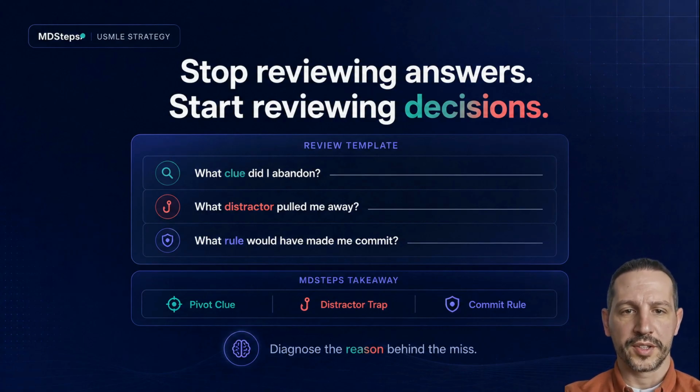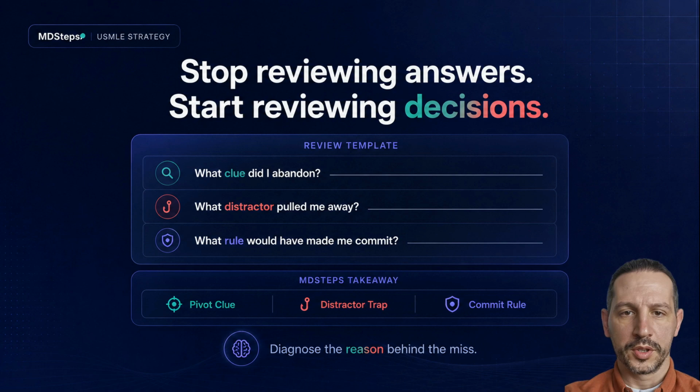And that is what you should fix during review. Do not just write, changed right to wrong. Write, what clue did I abandon? What distractor pulled me away? What rule would have made me commit? That is how you turn second guessing into a skill you can actually improve.